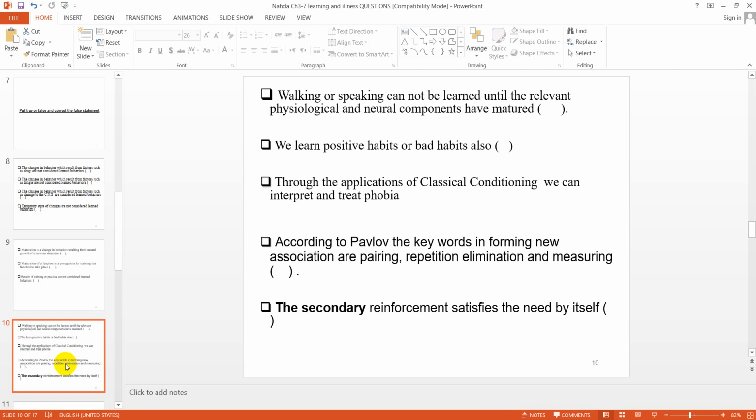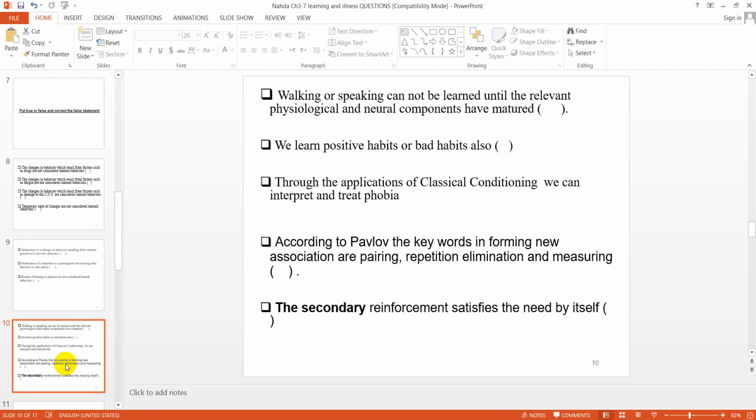We learn positive habits or bad habits also. Through the application of classical conditioning, we can interpret and treat phobia.